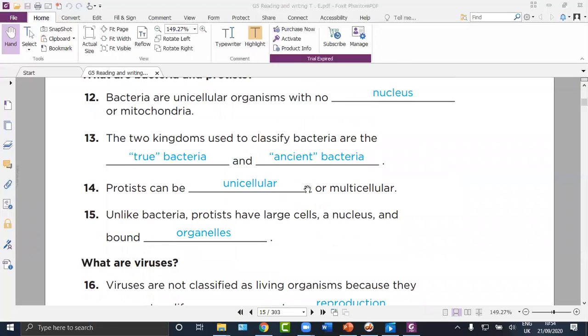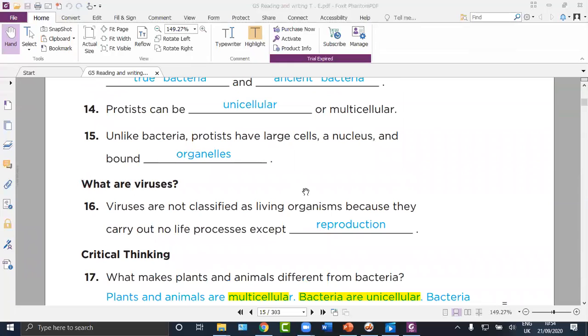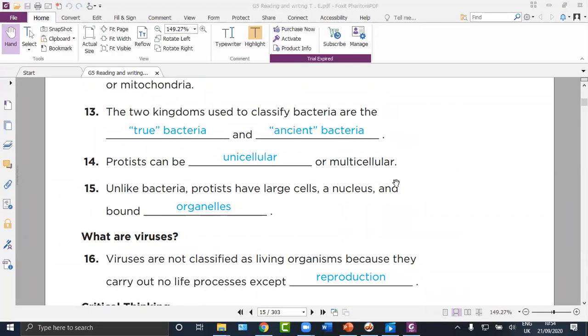Number 14. Abdullah Dakar. Abdullah Dakar, don't send a request for control of the screen. Last warning, Abdullah Dakar.